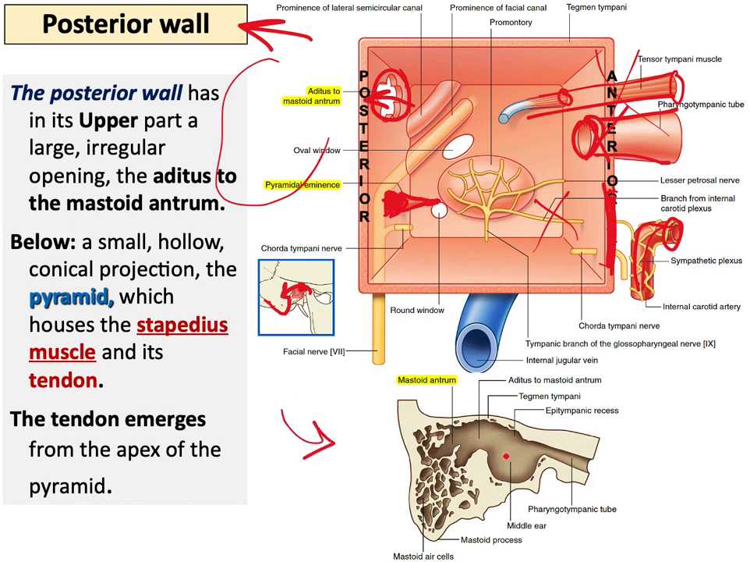Let us look here. So this is the cavity of the middle ear, and posteriorly, in the posterior wall of it, because this is the anterior wall that contains the pharyngotympanic tube, you have the aditus to mastoid antrum, which leads to the mastoid process and mastoid air cells. And you have this projection, which is the pyramid, for the attachment of a very small muscle, the smallest muscle in your body, the stapedius muscle.